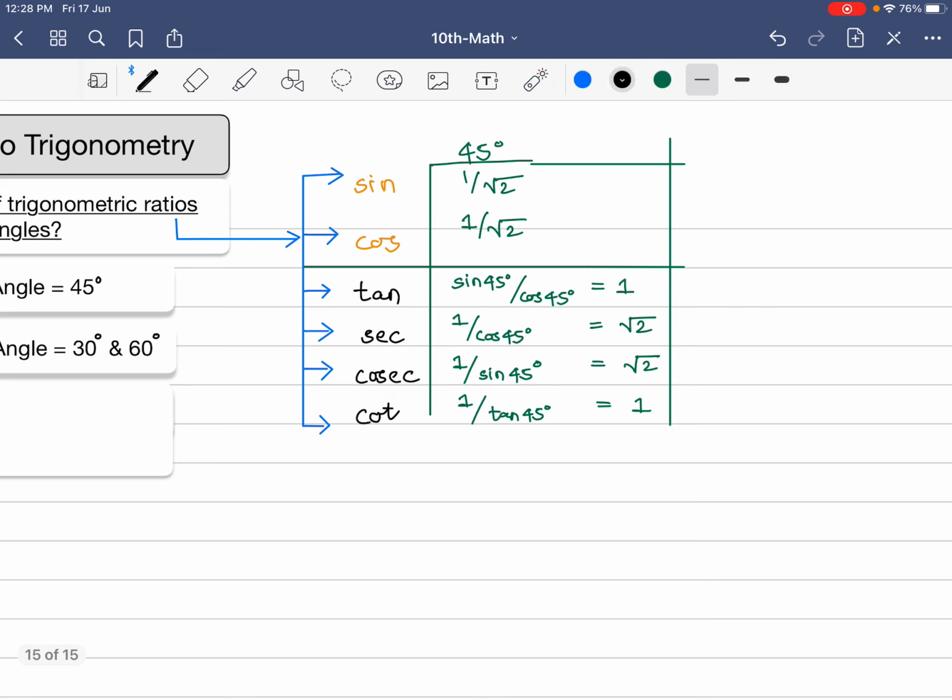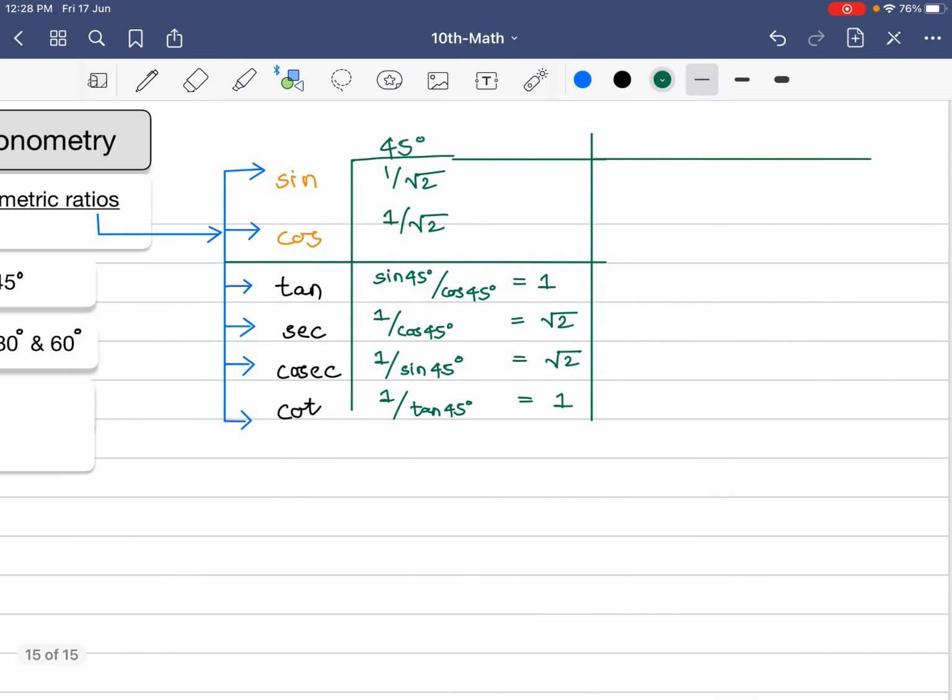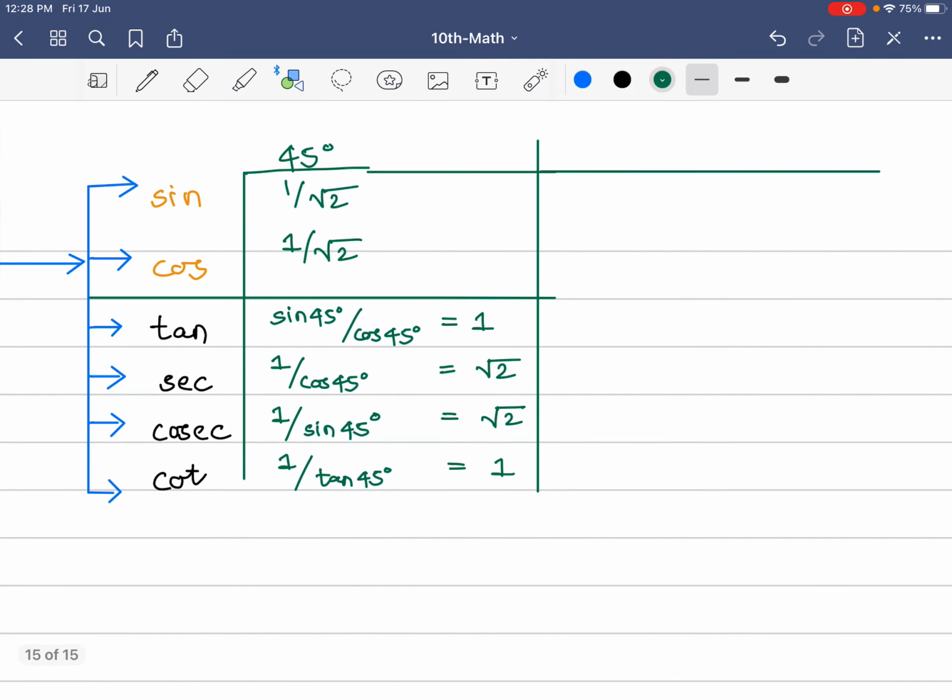So first of all, I'm going to make this table ready, and we can expand more. Let me draw a line here and also a line here. So this is going to be our 30 degree column and this is going to be our 60 degree column.